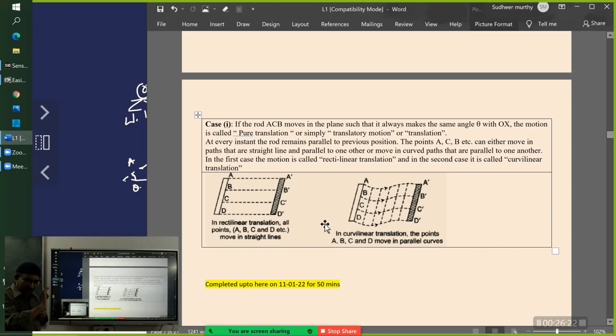We use the word pure translation in the case of a particle only. For the rod also, now it is pure translation. Both the cases. There is no doubt about it. See, when I said rectilinear translation and curvilinear translation, the word translation has come there. Now don't add one more adjective there.